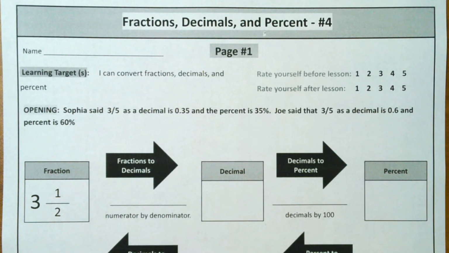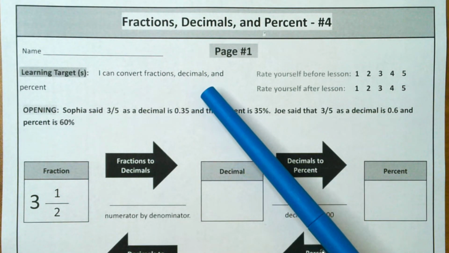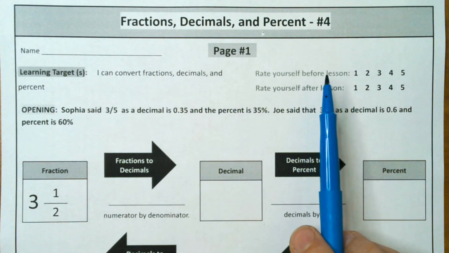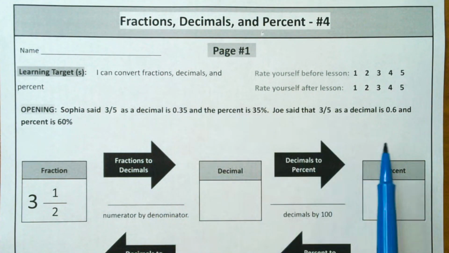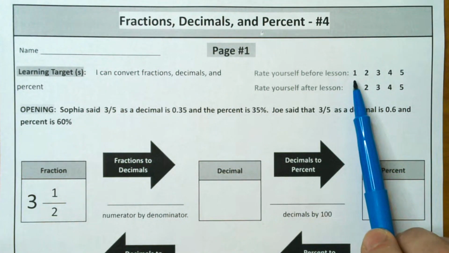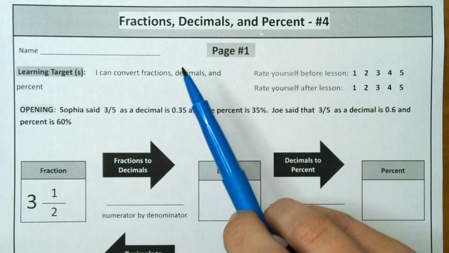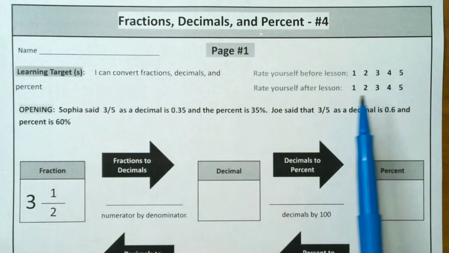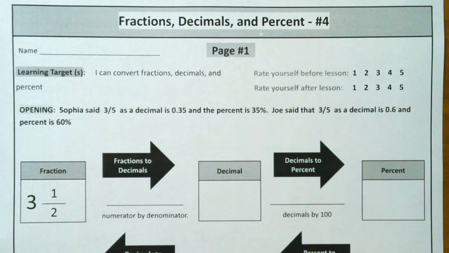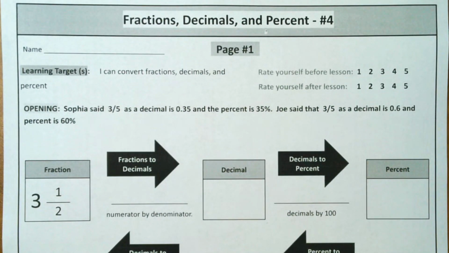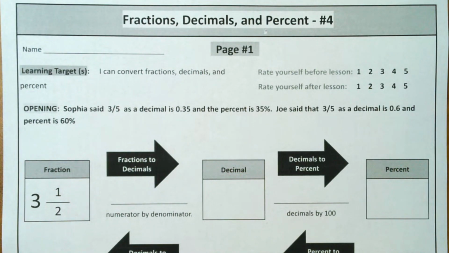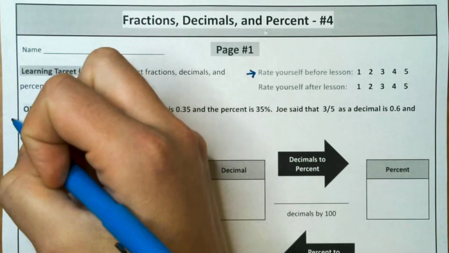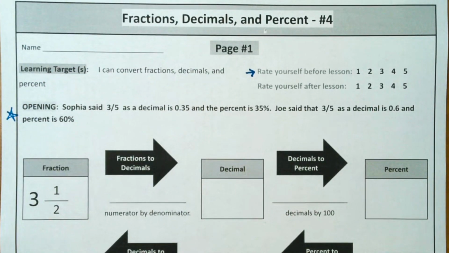Our learning target today is: I can convert fractions, decimals, and percents. Before we get started on today's lesson, I want you to rate yourself on this learning target, 1 through 5. 1 is the least amount of confidence in converting fractions, decimals, and percents, and 5 is the most amount of confidence. At the end of the lesson, we'll come back and rate ourselves again on our learning targets. Once you've rated yourself before the lesson, go ahead and pause the video and complete our opening problem.